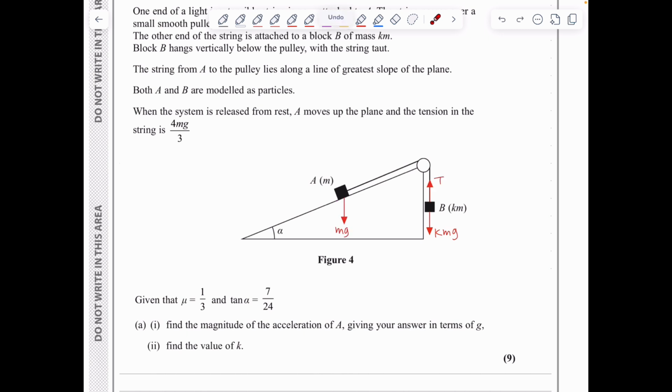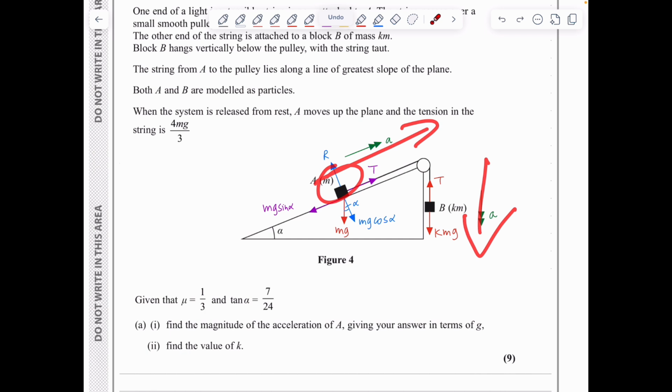We've got the tension at B pointing upwards, the tension in the string at A pointing up the plane. We will be resolving the weight of mg, so it's going to be mg cos alpha perpendicular to the plane and mg sine alpha down the plane. Obviously, we've got a reaction, and the whole system is accelerating with A moving upwards and B going downwards. So we've got the acceleration pointing downwards for B and up the plane for A. This means that the friction is opposing motion, so the friction is here. So we've got all the forces here.